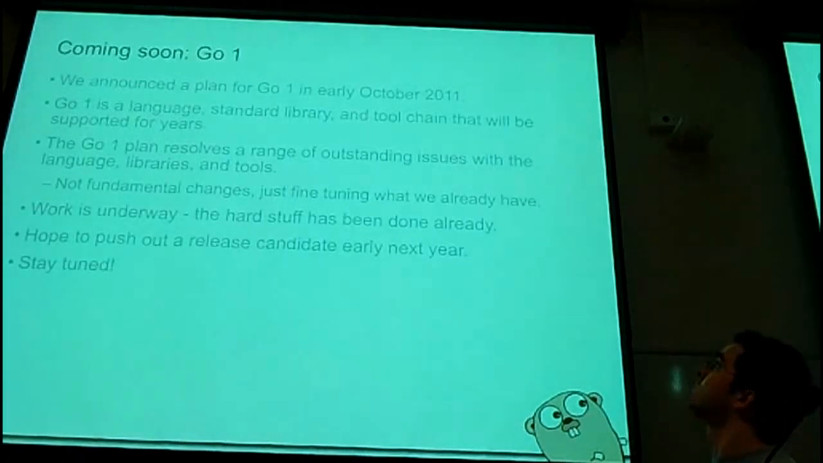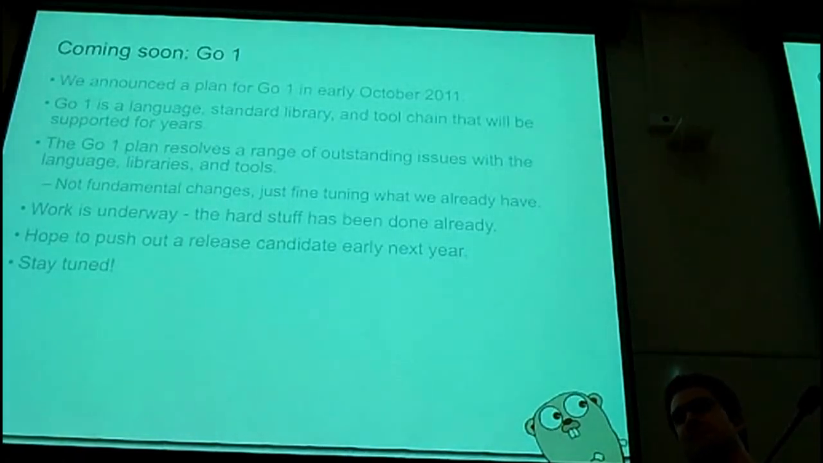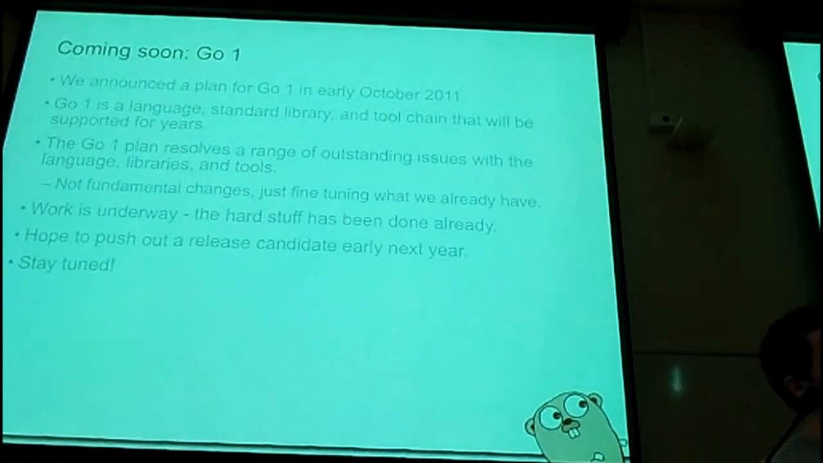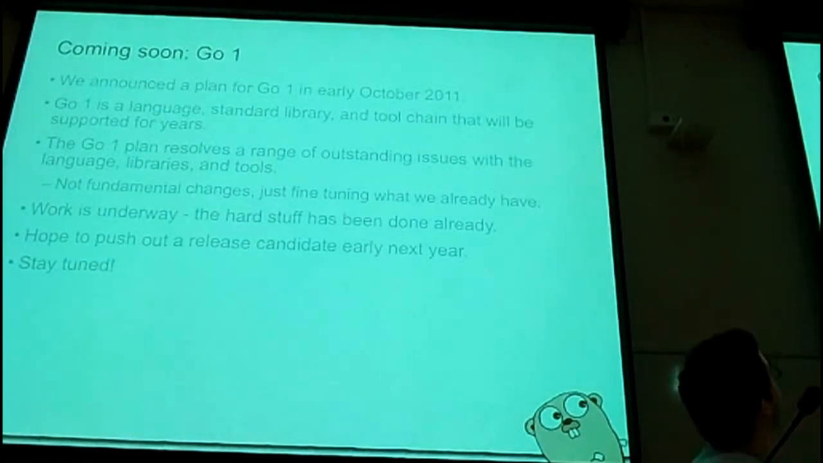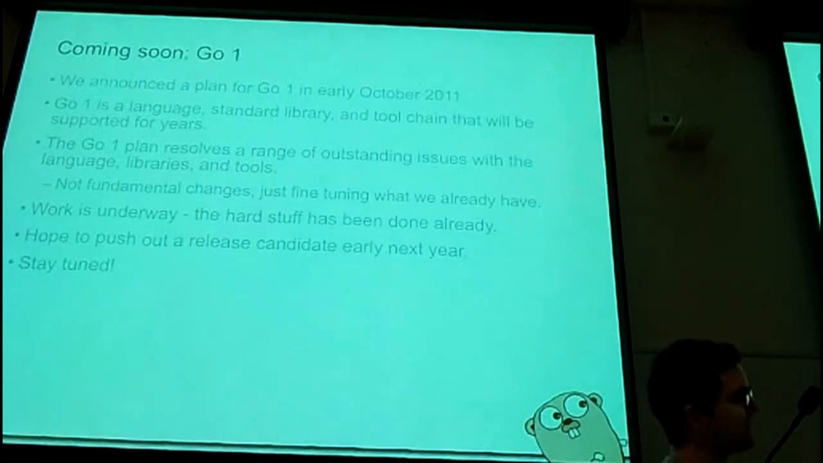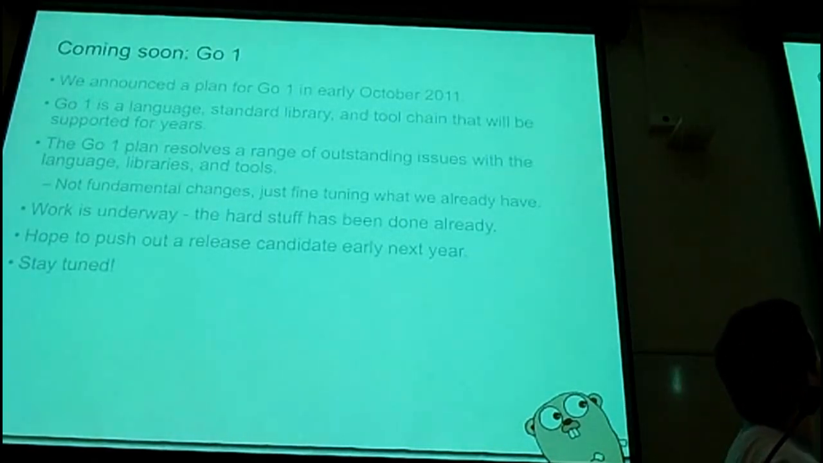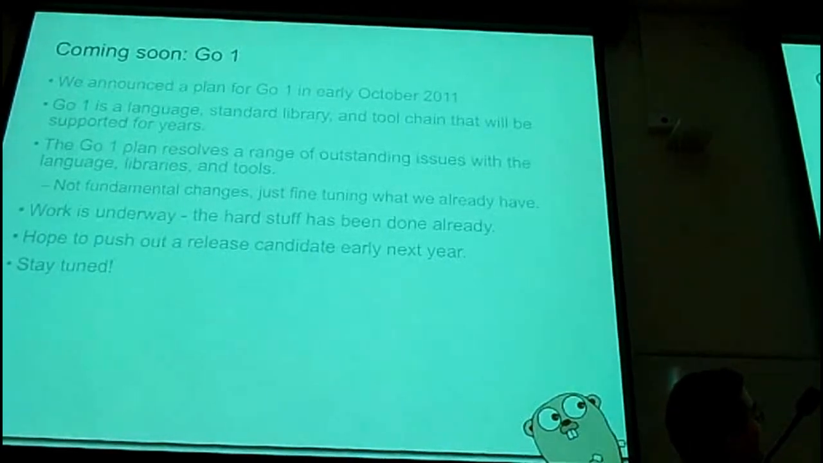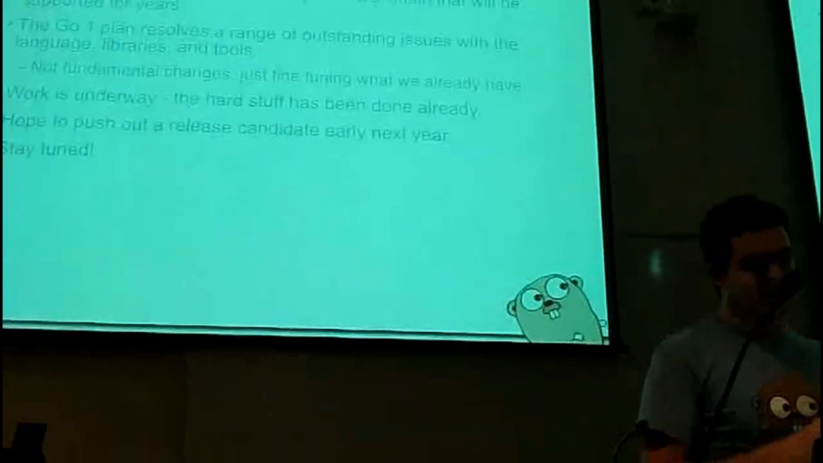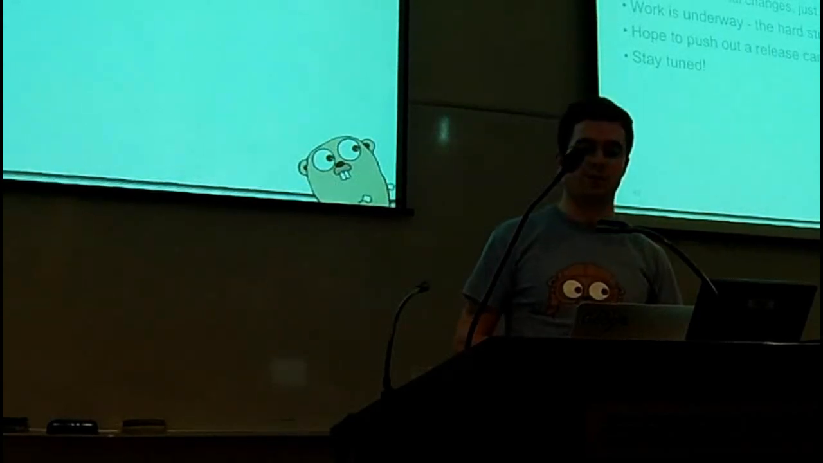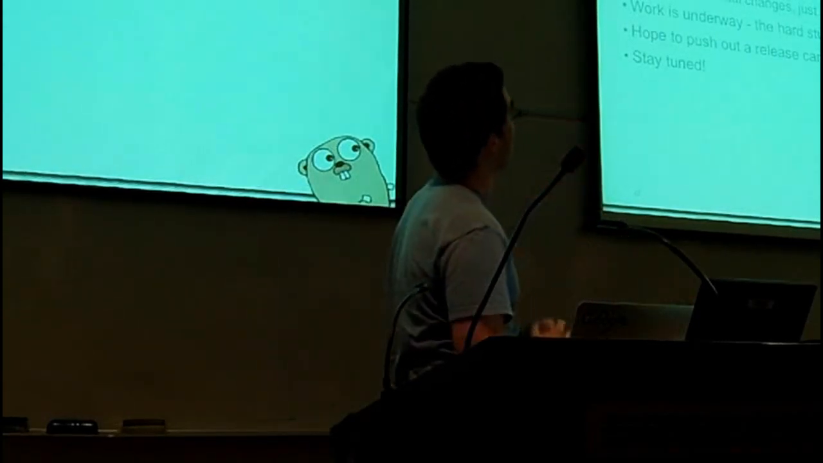And the plan resolves a range of little niggling things that were always kind of too hard or too significant a change. We didn't know when we were going to do them. And so deciding to do Go 1 prompted us to make a lot of decisions as a project, as a community. And the work is already underway. Most of the hard stuff has already been done, and we're looking at a release candidate early next year, hopefully launching early next year as well. So stay tuned for that.